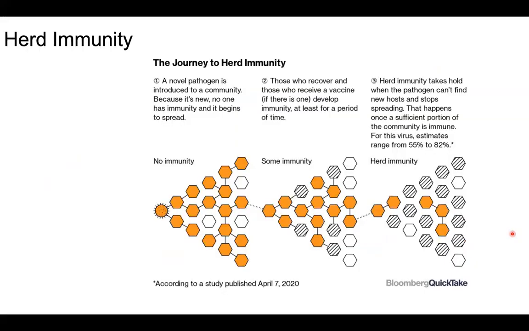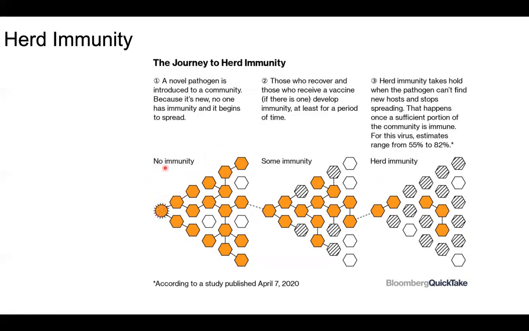So the last slide of this talk is about herd immunity. And you can't talk about vaccination or epidemiology without talking about herd immunity. A lot of people have talked about herd immunity this past couple of years because of the COVID pandemic. This is showing each of these hexagons, I guess, as a person, and this is the pathogen.